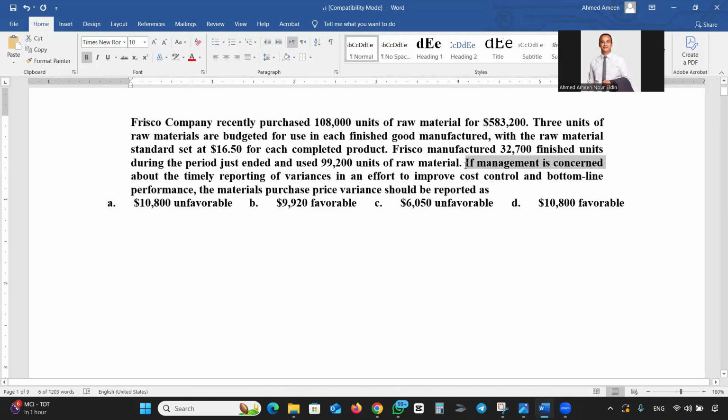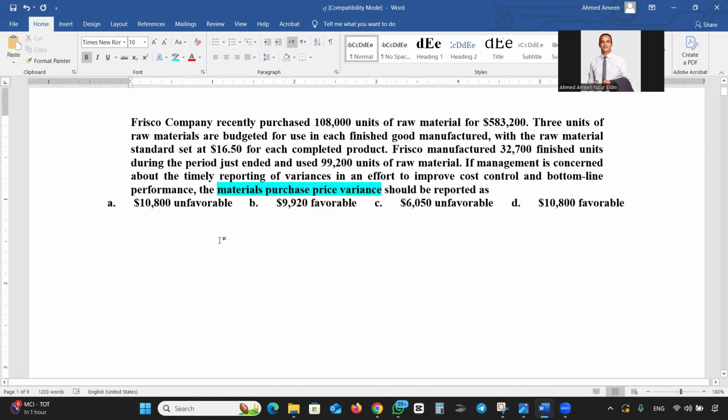If management is concerned about timely reporting of variances in an effort to improve cost control and bottom line performance, this company is going to issue reports concerning the variances. The question is about the materials purchase price variance. He is asking now about the material purchase price variance.